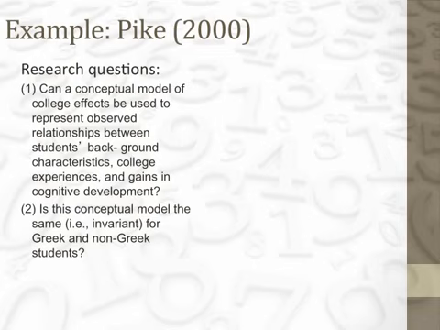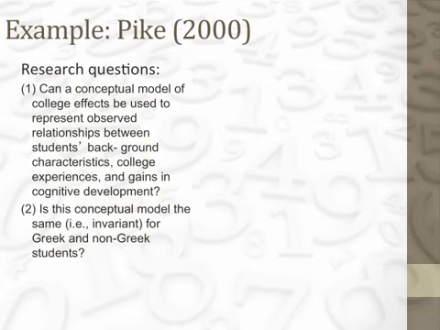His research questions are up here. They're actually not very well worded. Remember how we talked about how you should try not to word your research questions as yes/no? These aren't great research questions, but he wanted to look at whether or not a conceptual model of college effects can be used to represent observed differences between students' background characteristics, college experiences, and gains in cognitive development. For this research question, he did some descriptive statistics.